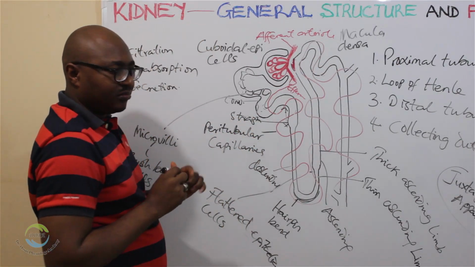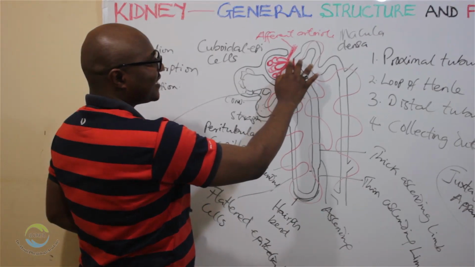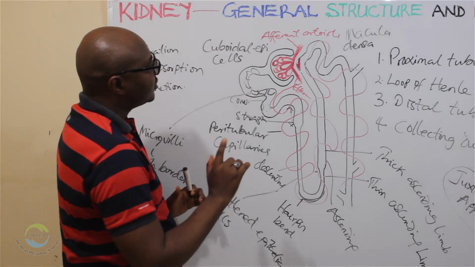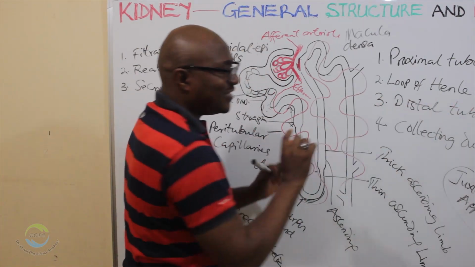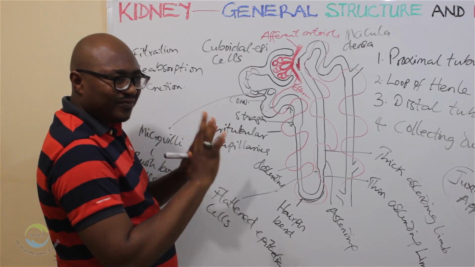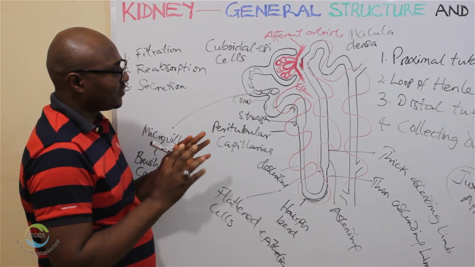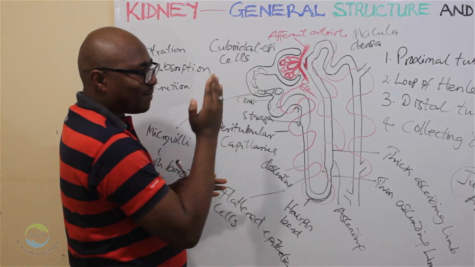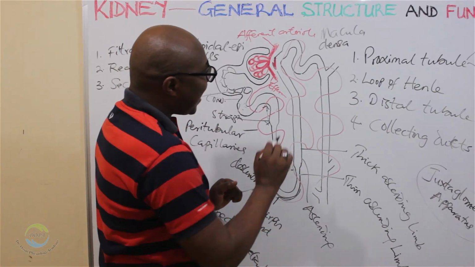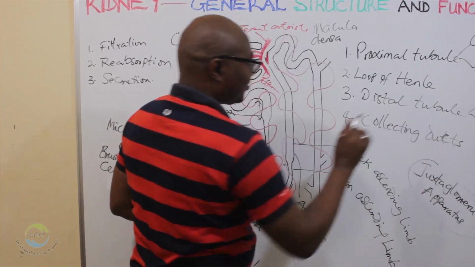And one thing you should take home is that the thick ascending limb is very similar to the early part of the distal tubule. Okay? They have functional similarities, similar kinds of cells, thick ascending limb and the early part. So then the late distal tubule has similarities with this collecting duct. Alright?